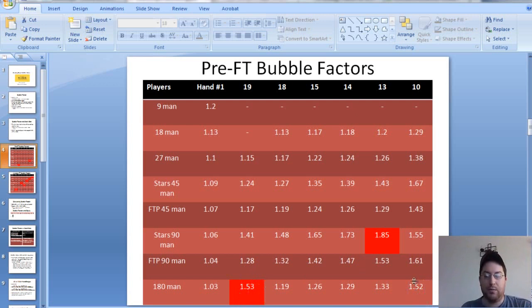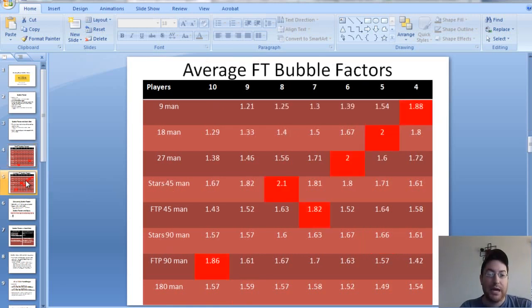So that's again where you need to give consideration that there's actually some value to that final table bubble and making that final table, and your ranges need to reflect that. Now, this is pre-final table, typically taken into more consideration for the 180 mans, the 90 mans, even the 45 mans. Let's get to what these bubble factors start doing when we get to the final table.